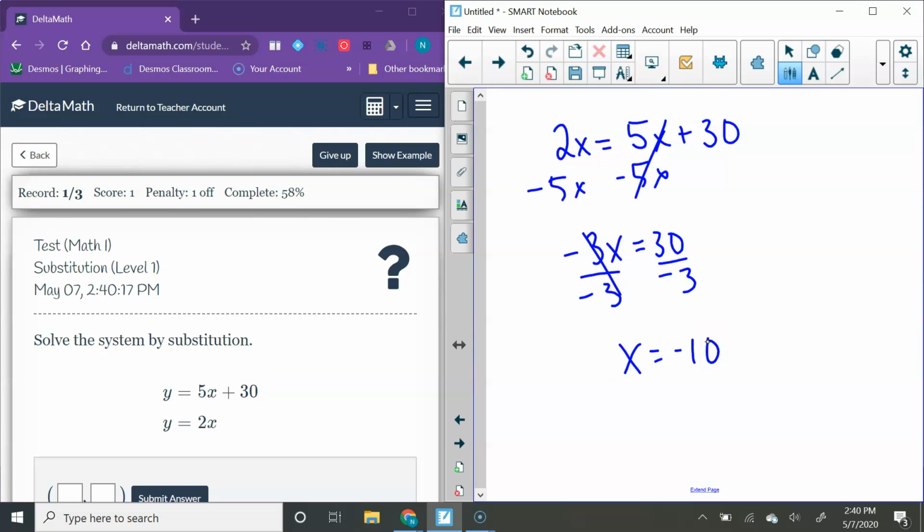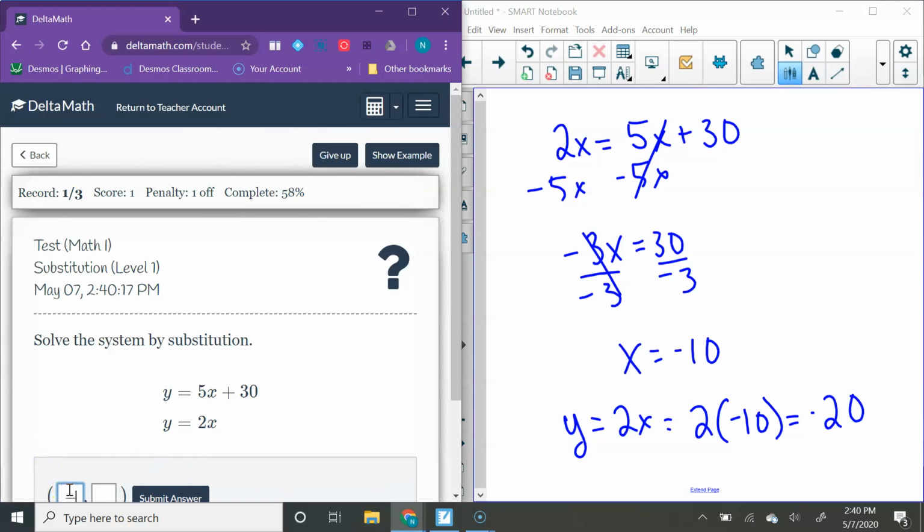Right? Again, you're just going to plug this in. So y equals 2x, which if I replace that x with negative 10, I've got 2 times negative 10, I get negative 20. So my y coordinate is negative 20. So this answer over here is negative 10, negative 20.